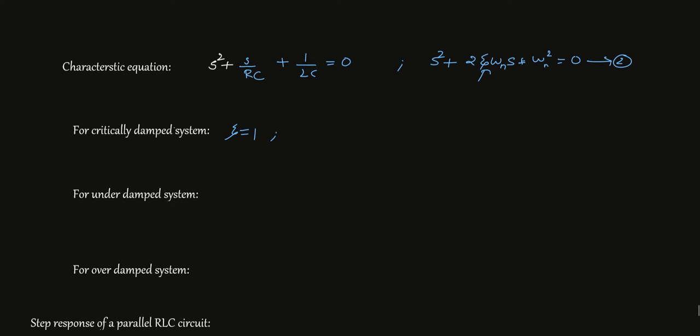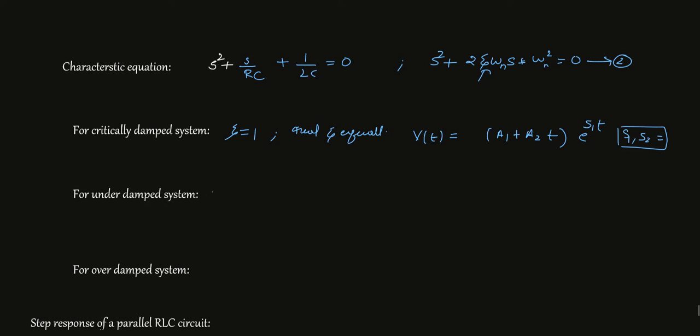For this type of system, the roots will be real and equal roots. So the output response, that is v of t, will be (a1 plus a2 t) e power of s1 t or s2 t. Here s1 and s2 both are equal.